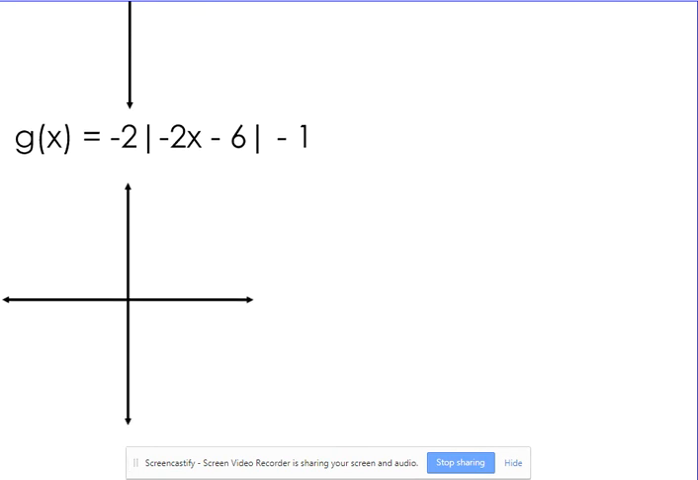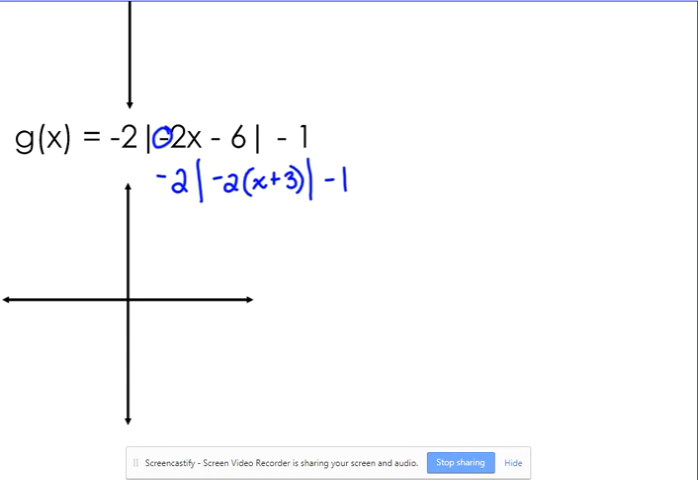Let's look at this: negative 2 times the absolute value of negative 2x minus 6, minus 1. Now, the first thing I need to show you right here: when your variable has a negative coefficient inside the absolute value, you've got to start by factoring out that value. That changes the sign right there. Okay, you've got to start by factoring out a negative 2.